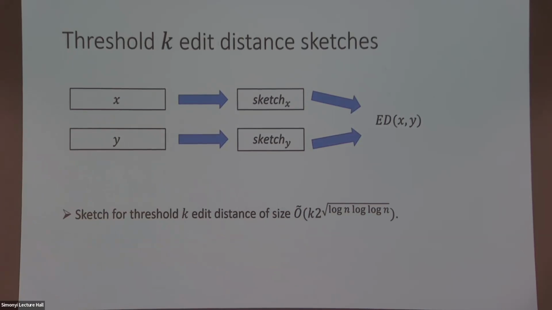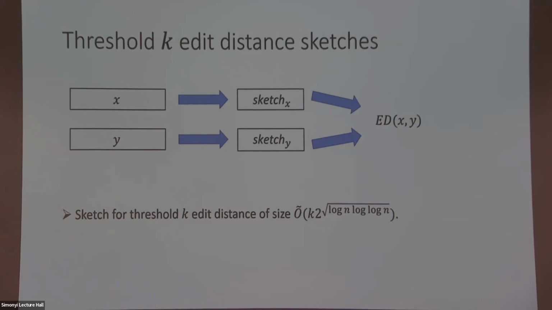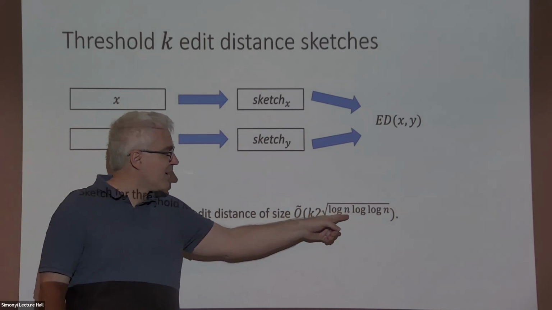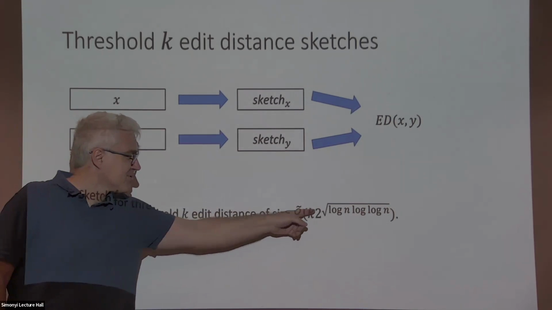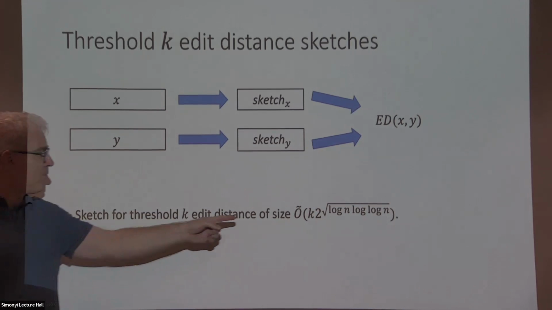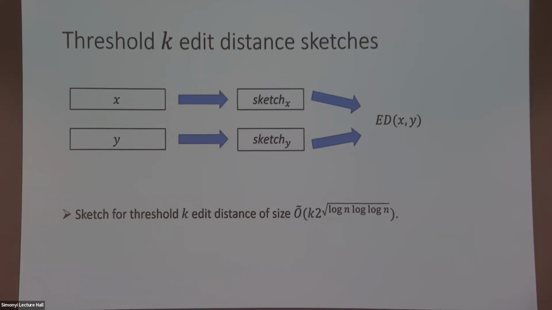What I will show you in the later part of the talk is a solution for threshold k edit distance, which gives a sketch size of roughly k times 2 to the square root of log n log n. This is a weird function. We will see it a couple of times, but it's a function which people are now getting used to. It sits between polylogarithmic and sub-polynomial. It grows slower than any polynomial, like square root of n or cube root of n, but faster than log n to the 10th and so on.